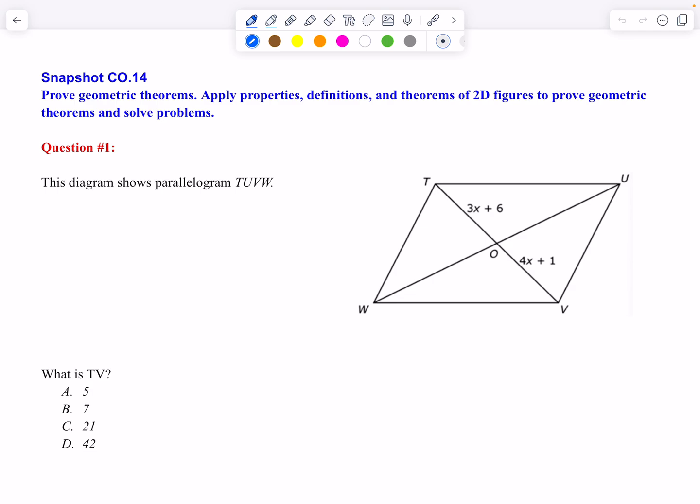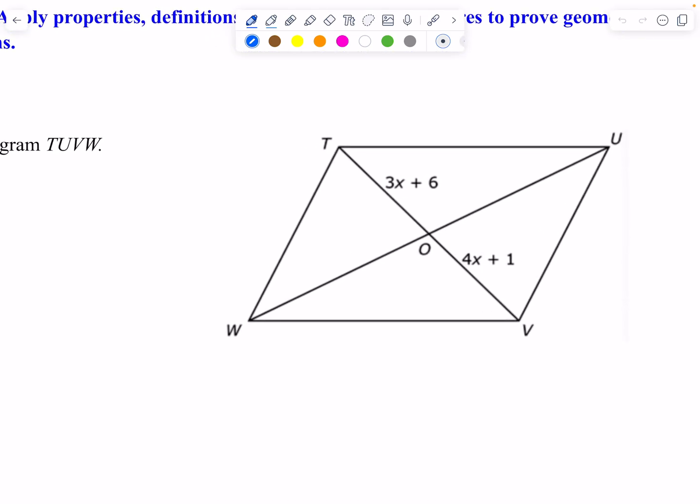And they want us to figure out what is TV. So we have some options. But let's take a look. If we know this is a parallelogram, we know that diagonals bisect each other. So therefore, we know that these two pieces, they've labeled 3x plus 6 for TO and 4x plus 1 for OV, would be congruent to one another. So let's start by setting those up as equal so we can solve for x.